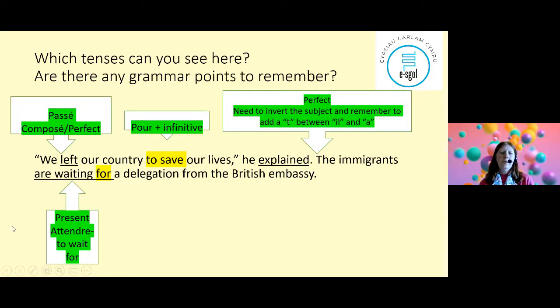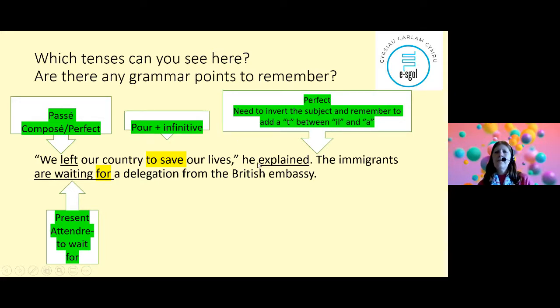And moving on, this is what you should have pointed out. So if we remember, tenses and grammar points. We start at the first sentence and I've underlined left. Again, I've made a note that this is the passé composé. I've highlighted to save. We would use pour and the infinitive. So in order to save.